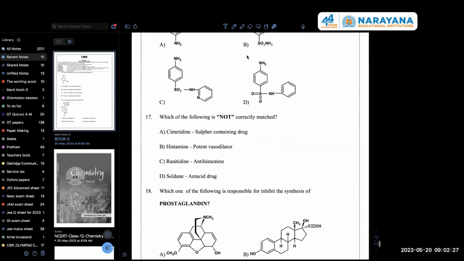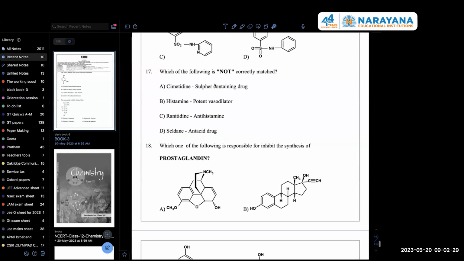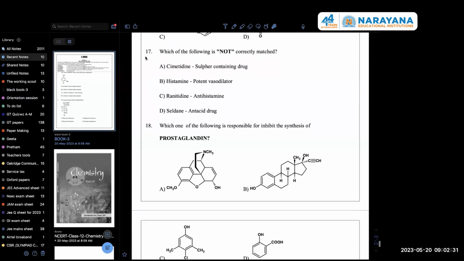Good, good, good. One more good question is coming. Not 17. For 17, you first simply check. Not correctly matched. Cimetidine, a sulfur containing drug. Is that?